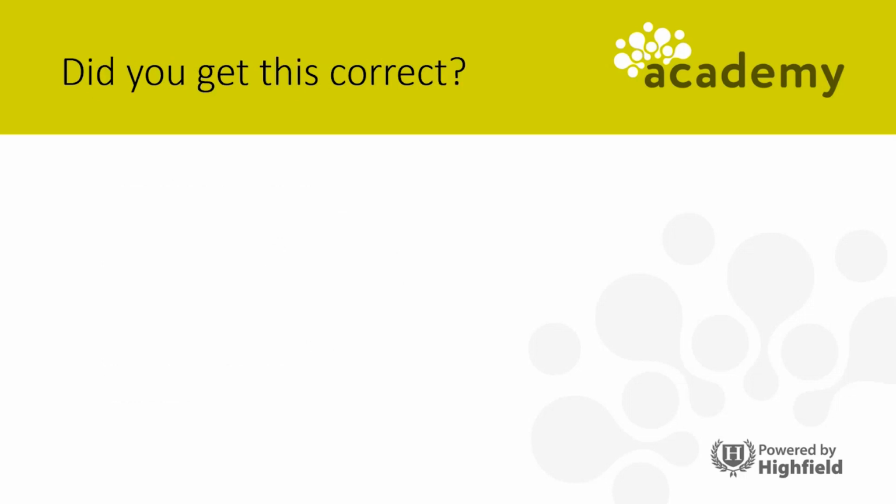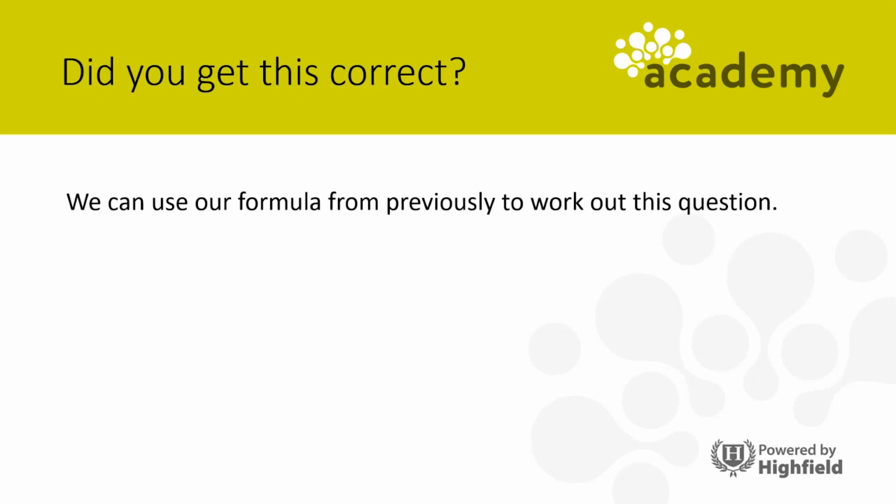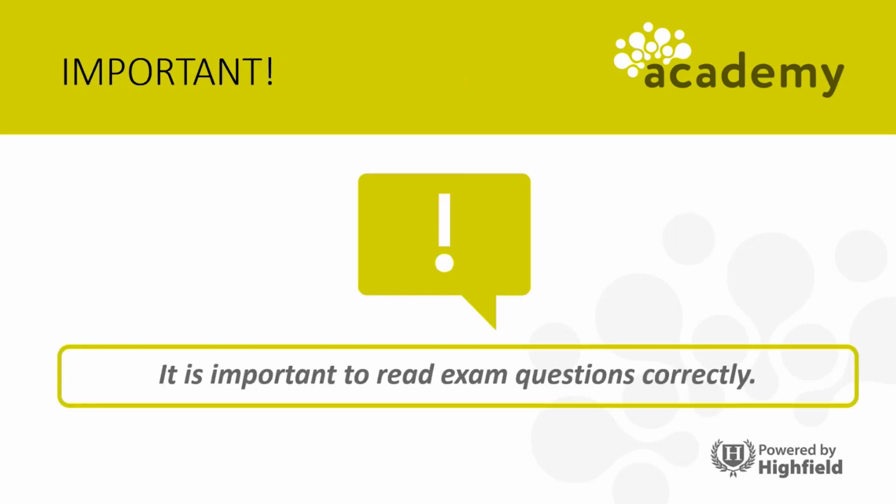Did you get this right? We can use our formula from previously to work out this question. A equals 3.14 times 5 times 5. The answer is 78.5 centimeters squared. It's really important to read the exam question correctly, because if you don't read the question correctly, you could get your answer wrong.